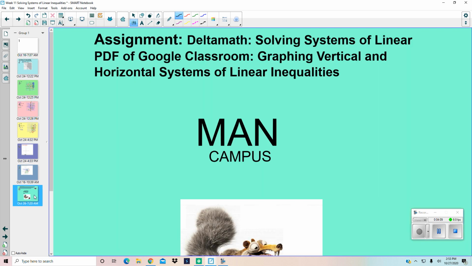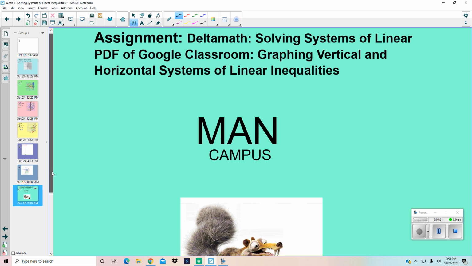So you're going to go to Delta Math. Solving systems of linear inequalities. But then there's also going to be an assignment posted in Google Classroom. It's a PDF, like a worksheet. You can make your own graphs, or if you can print it, you can. Either is fine. And they're going to be vertical and horizontal systems of linear inequalities.